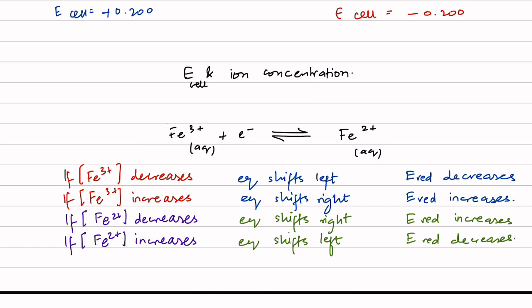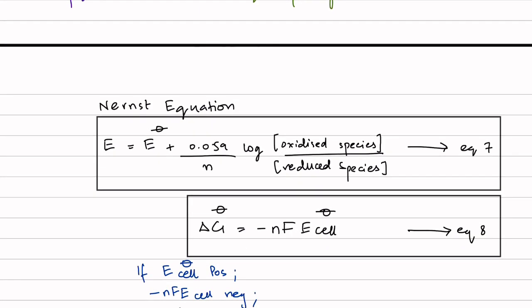Another scenario is if I'm meddling with the concentration of iron 2 ions. If iron 2 ion concentration decreases, the equilibrium again moves towards the right, which means the reduction potential value increases, and obviously it will also affect the net cell potential value. If the concentration of iron 2 ions increases, it will push the equilibrium towards the left, which means the reduction potential value decreases, and this will obviously affect the E cell value.